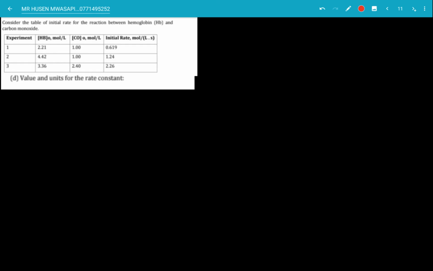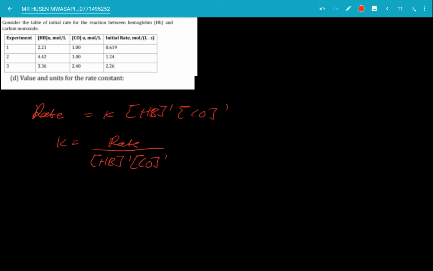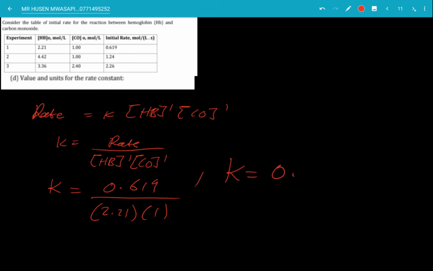The value and unit of the rate constant. Okay, so we say rate law. So we pick a rate of our choice. So rate is equal to K, concentration of HB to the 1, concentration of CO to the 1. So K is equal to rate over concentration of HB to the 1, concentration of CO to the 1. We can pick any rate of our choice. Let's go for rate 1, 0.61619 over concentration of HB, which is 2.21, carbon monoxide, that's 1. So if you compute that, you end up having K being equal to 0.28.